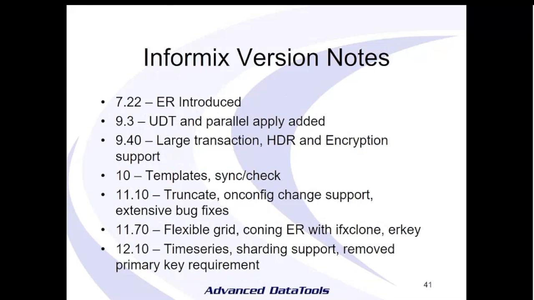And one other thing I wanted to bring in here: I went back to some notes on what different versions introduced with Enterprise Replication, just for point of reference, because I know people in the Informix world run a wide variety of versions. ER was introduced in 7.2.2. In 9.3, they introduced UDTs and parallel applies. In 9.4, they added large transactions, which had been a problem previously, and also allowed HDR and ER to play nicely together, and they do.